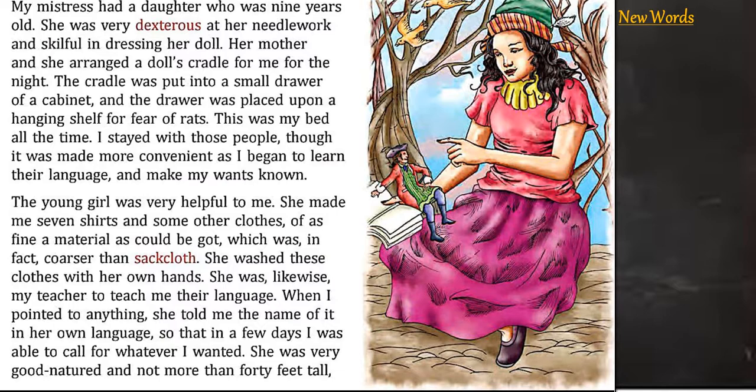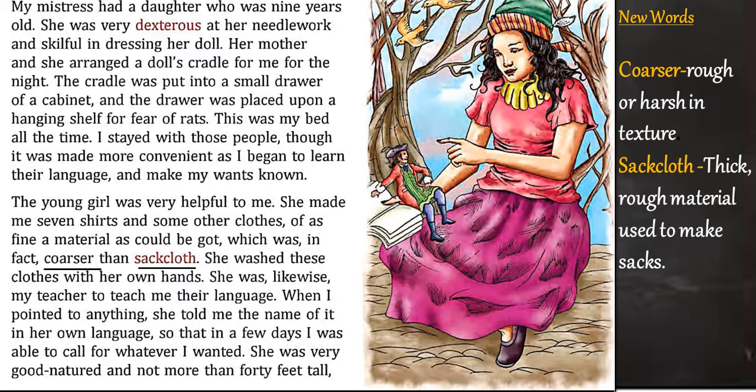In the second paragraph, Gulliver explained how the farmer's daughter became his caretaker and guardian. She stitched 7 clothes for him, and they were coarser than sackcloth. Coarser means rough or harsh in texture. Sackcloth means thick, rough material used to make sacks. Not only that, she washed his clothes with her own hands. She was like a teacher to him, and she taught him their native language. When Gulliver pointed at anything, she told him the name of it in their own language. Within a few days, Gulliver was able to call for whatever he wanted.